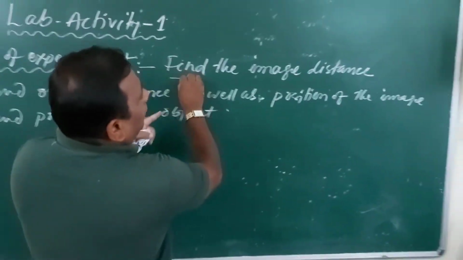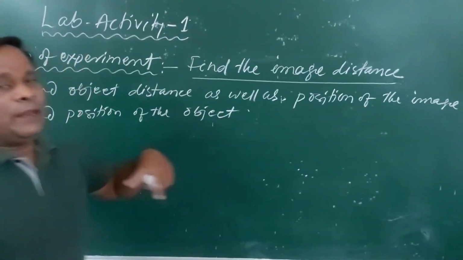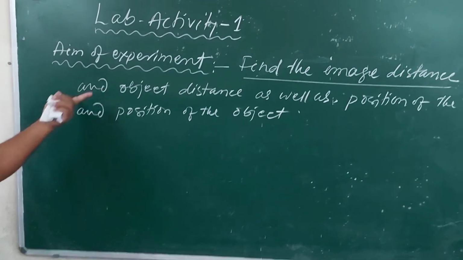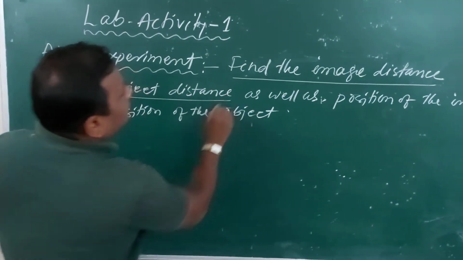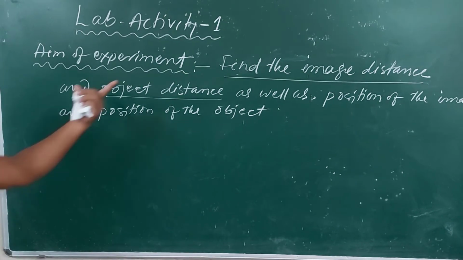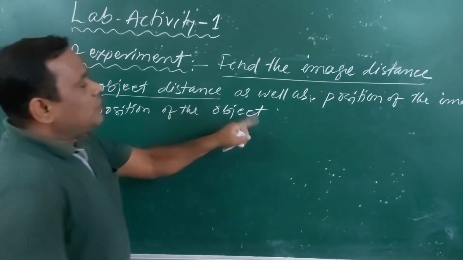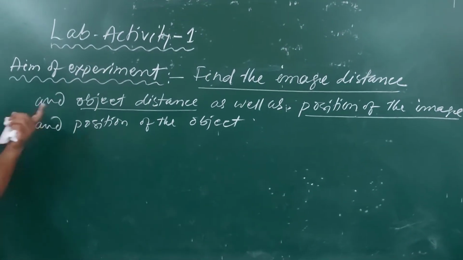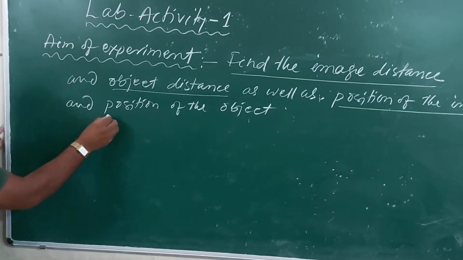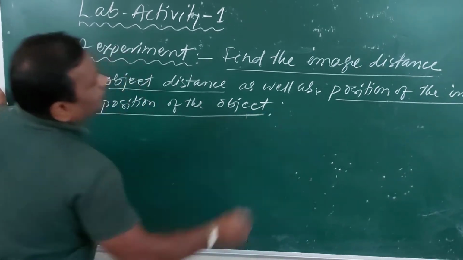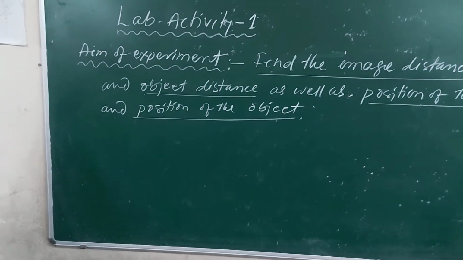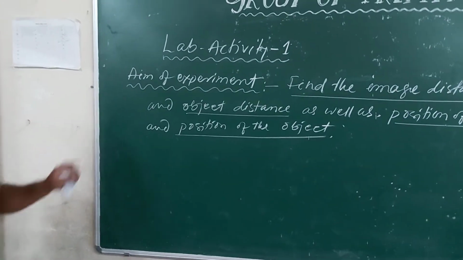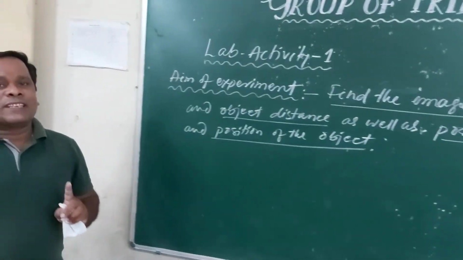Find the image distance. The first thing is the image distance. How can you find it? By the laboratory method. And the object distance also. The object distance and the image distance, as well as the position of the image, you can decide by the experiment method, and the position of the object also you can decide by the laboratory method, by the lab activity method, right? This is your aim of the experiment.